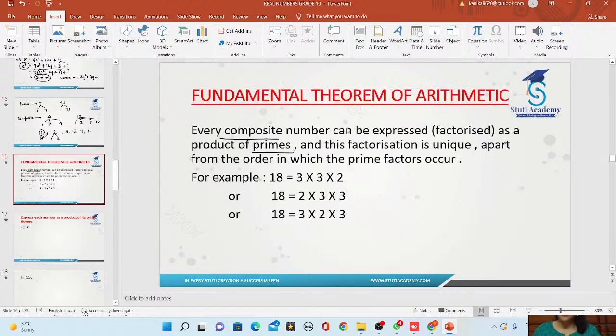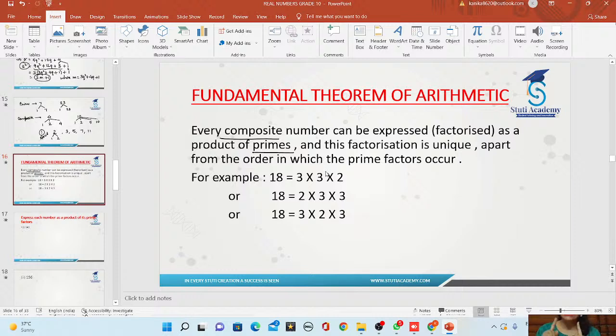Coming back to the fundamental theorem of arithmetic, I'm reading it again for you all. Every composite number can be factorized as a product of primes, and this factorization is unique apart from the order in which the prime factors occur. For example, I've taken 18 here. I've written 18 as the product of primes as 3 into 3 into 2, and then I've written it as 2 into 3 into 3.